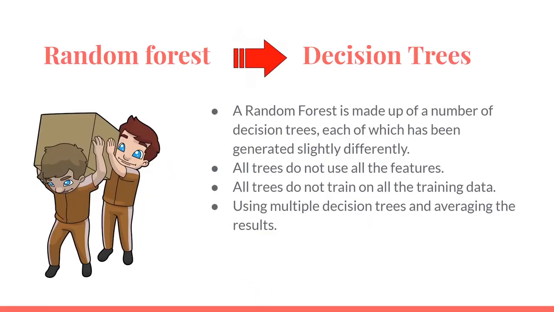A random forest is made up of a number of decision trees, each of which has been generated slightly differently. So all of the decision trees don't use all of the features available. All of the decision trees also do not train on all of the training data. And while creating a random forest, we use multiple decision trees and then average out the result. So this averaging of result helps us achieve our random forest from our given set of decision trees.